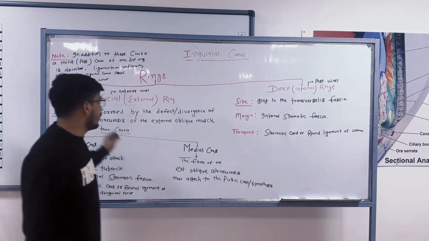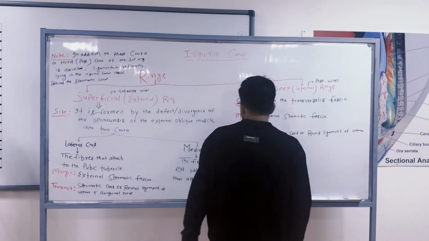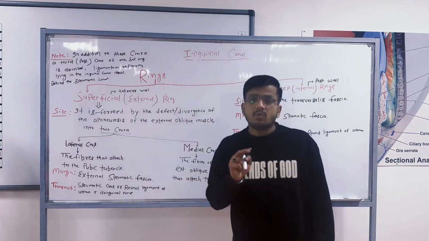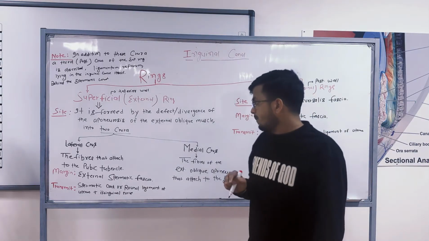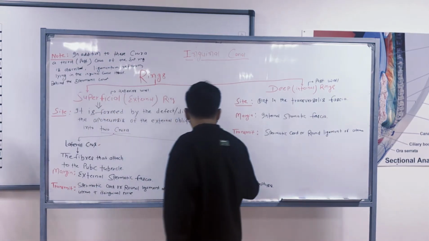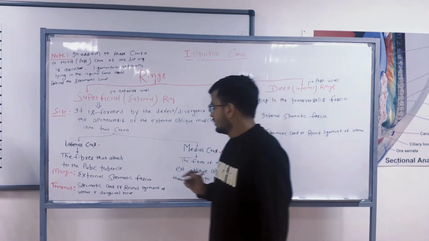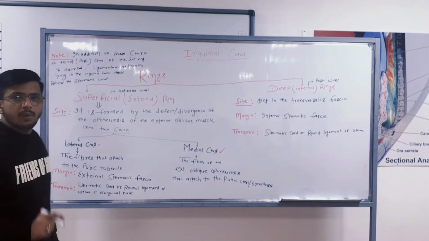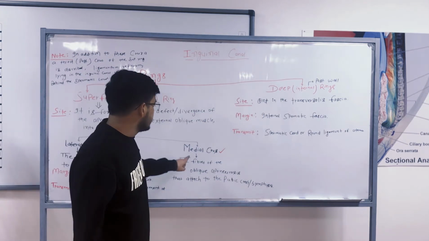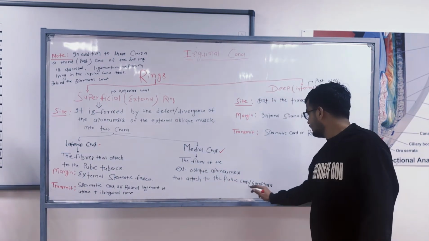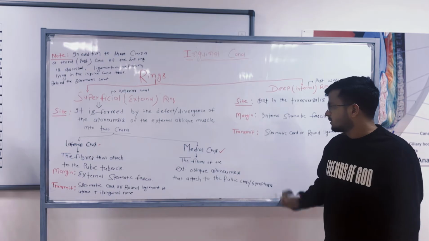This ring is formed by the defect or divergence of the aponeurosis of the external oblique muscle, and we have 2 crura, that is, the lateral crus and the medial crus. The lateral crus consists of the fibers that attach to the pubic tubercle, and the medial crus consists of the fibers of the external oblique aponeurosis that attach to the pubic crest or pubic symphysis.